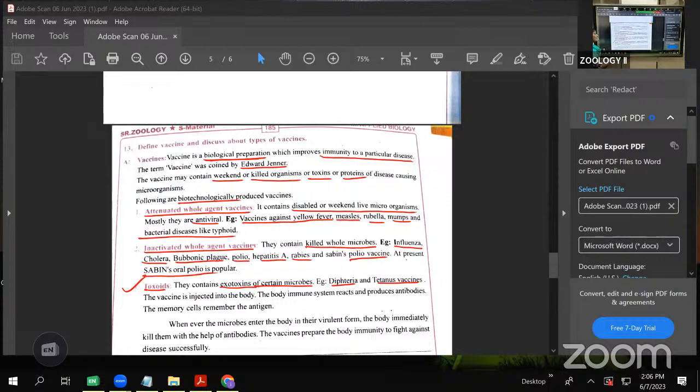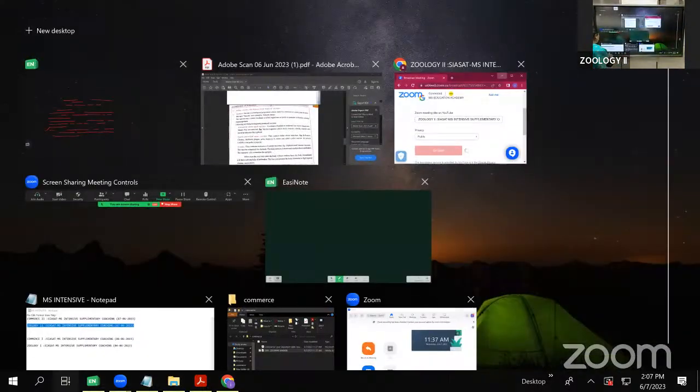Next, the vaccines are injected into the body, the immune system reacts, and antibodies are produced. Here we are injecting it, and automatically in the people who have taken the vaccine, antibodies are produced by memory cells. Memory cells are already present, and through the memory cells, antibodies are released. Clear?